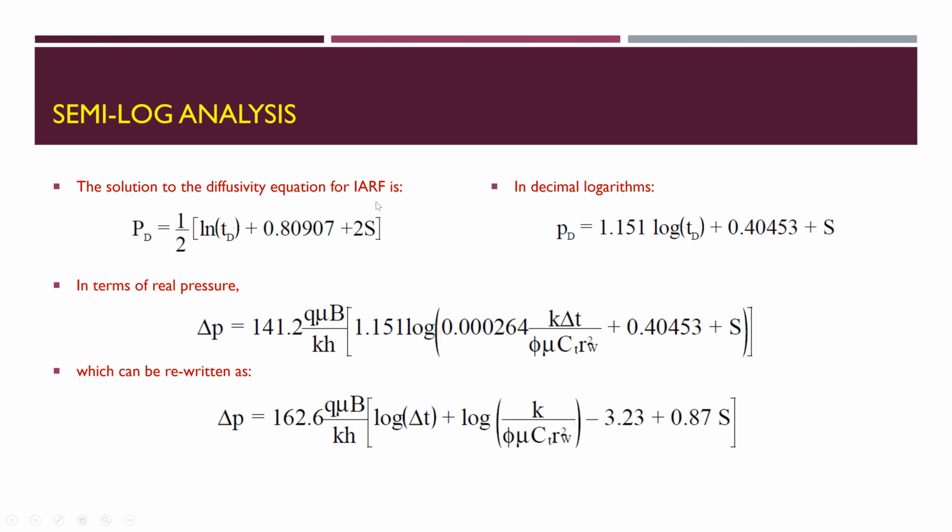How can we identify it on a semi-log plot? By a straight line, because this equation is representing what we call a straight line equation. Pressure or pressure change versus log delta T is supposed to be a straight line, and this is the slope of the straight line.